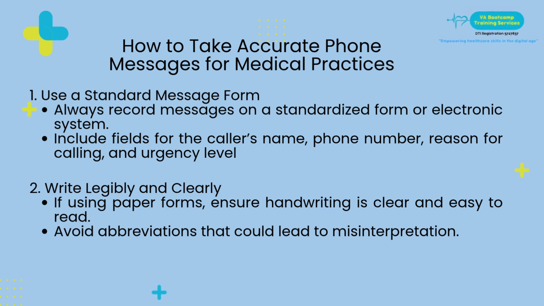1. Use a standard message form. Always record messages on a standardized form or electronic system. Include fields for the caller's name, phone number, reason for calling, and urgency level. 2. Write legibly and clearly. If using paper forms, ensure handwriting is clear and easy to read. Avoid abbreviations that could lead to misinterpretation.